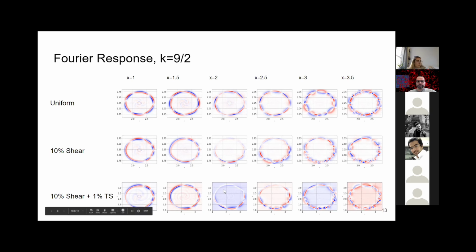And with our thermal case, it looks very similar to the shear case. We have slight compression of the wake, which is evident towards the end, and the magnitude of the perturbation looks slightly larger as well.